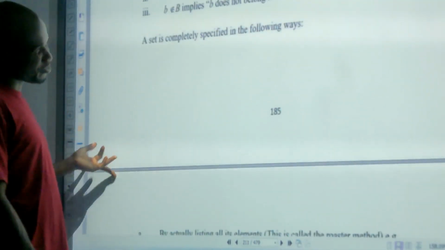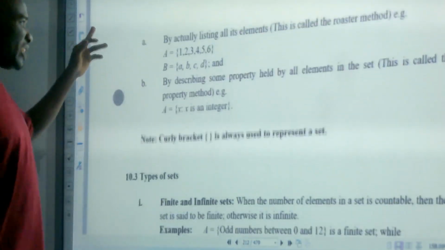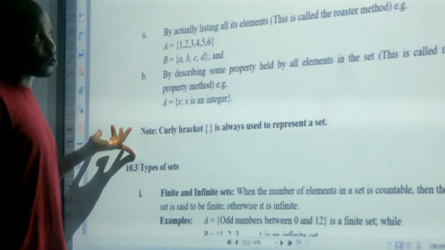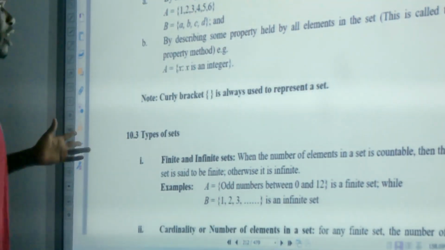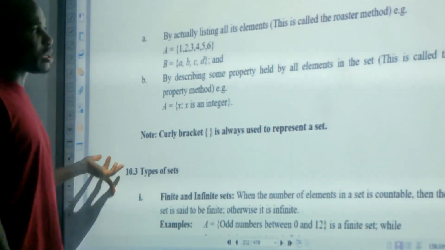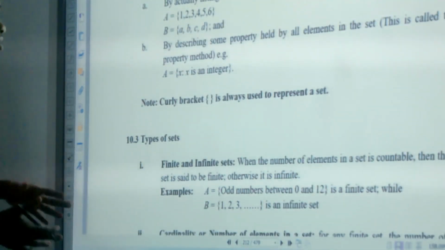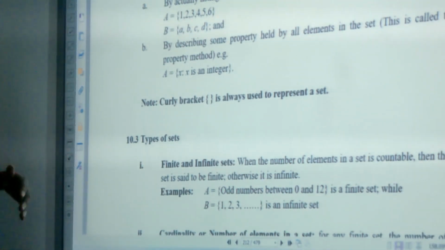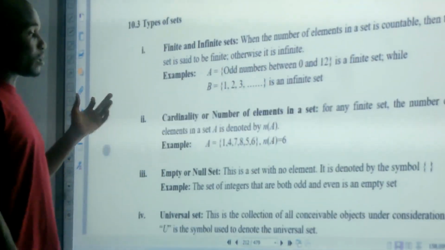So you can describe sets in different ways. You can define a set by listing all of the elements. This is called the roster method, whereby you list all of the elements completely. Or by describing them in some way, either by mathematical expression or properties. So set A is the set of x such that x is an integer. So the elements must be integers.